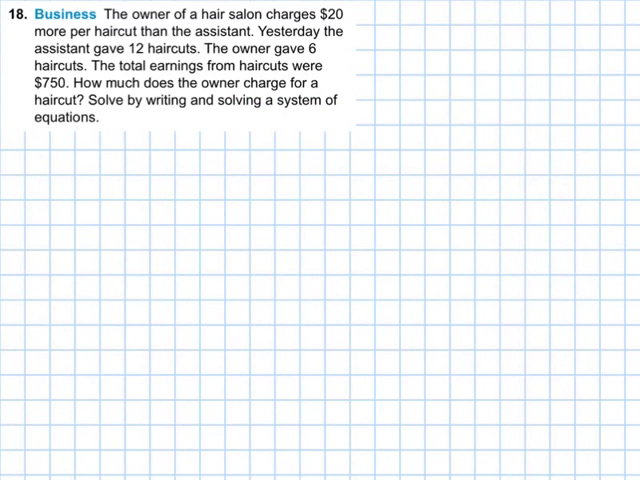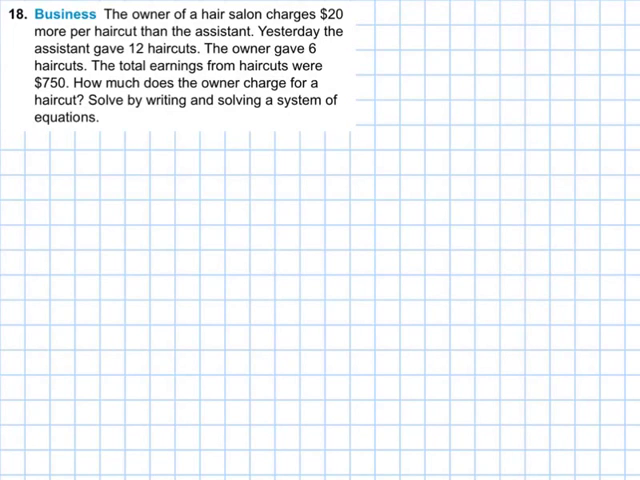Okay, so business number 18. The owner of a hair salon charges $20 more per haircut than the assistant. Yesterday, the assistant gave 12 haircuts. The owner gave 6 haircuts. The total earnings from the haircuts are $750. How much does the owner charge for a haircut? Write a system of equations.